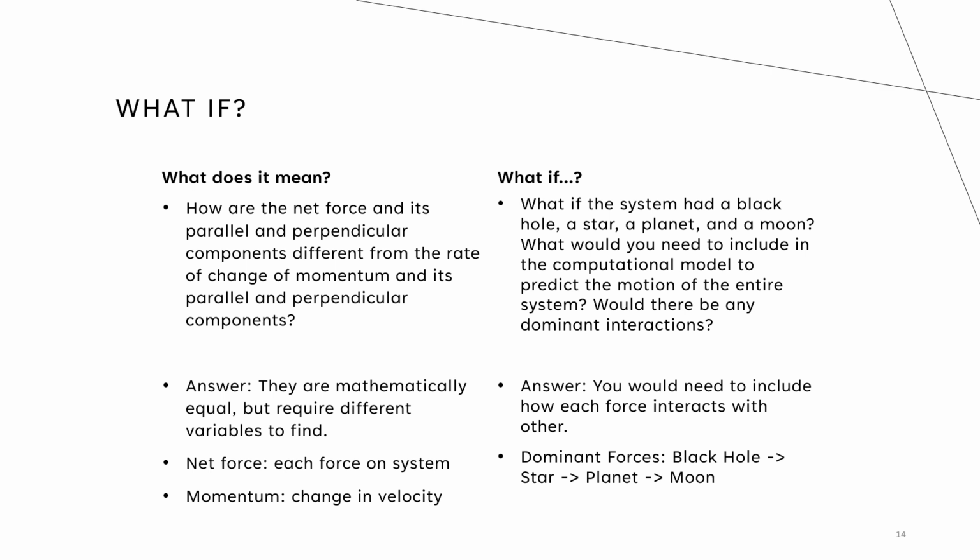And then what if the system had a black hole, a star, a planet, and a moon? Essentially, that would just be more forces interacting with each other, and for the dominant forces, it would be black hole to star, and then star to planet, and then the moon would be affected by all of those.